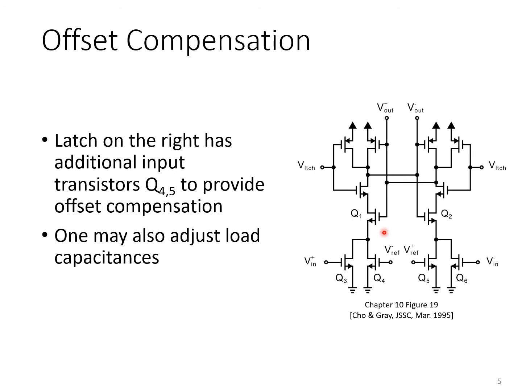Another way to do this is to have capacitances connected to internal nodes that can be turned on and off by connecting the capacitors to ground or leaving them floating using switches. By changing the load capacitance on each half circuit, as we've seen, that's another way to introduce offset into a latch. And so that's another mechanism that can be used to adjust latch offset and trim it closer to zero, to perform offset compensation.